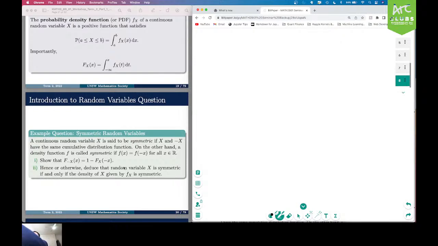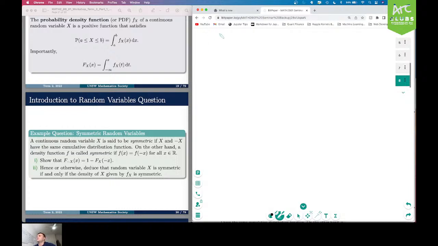Cool. So we have this thing called symmetric random variables, which they've introduced in this question, and we'll see how it all plays out, but let's just have a look at what this is. A continuous random variable X is said to be symmetric if X and minus X have the same CDF. On the other hand, a density function f is symmetric if f of x is f of minus x for all real x. So show that this quantity here is the same as this quantity here.